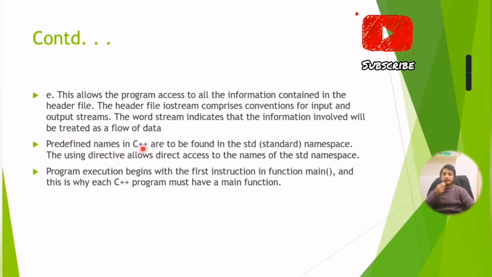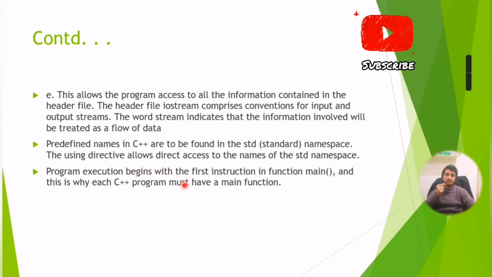Predefined names in C++ are to be found in the standard namespace. So there are certain predefined names which are found in the C++ library, and that's why we are using namespace std. Whatever terms we use in the program, we need to direct those terms to the standard namespace. That's why we wrote using namespace std. The using directive allows direct access to the names of the standard namespace.